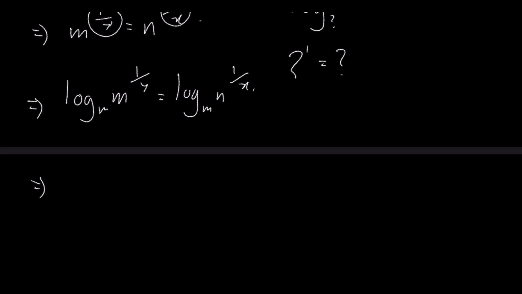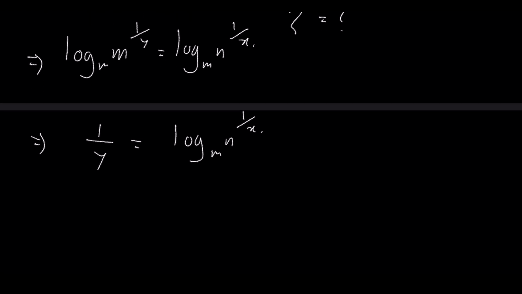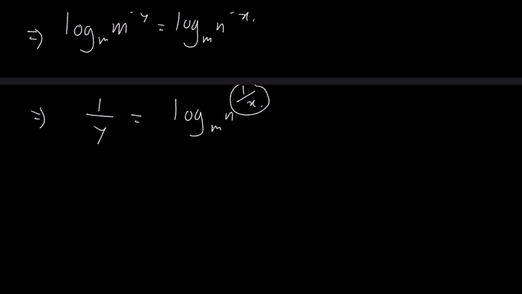And then it follows that log to the base m of m, well that's just 1. So that means we've got 1 over y is equal to log to the base m of n to the power 1 over x. And also using our log identities, this 1 over x can come down and multiply in front of the log to the base m of n. So then we've got 1 over y is equal to 1 over x multiplied by log to the base m of n.